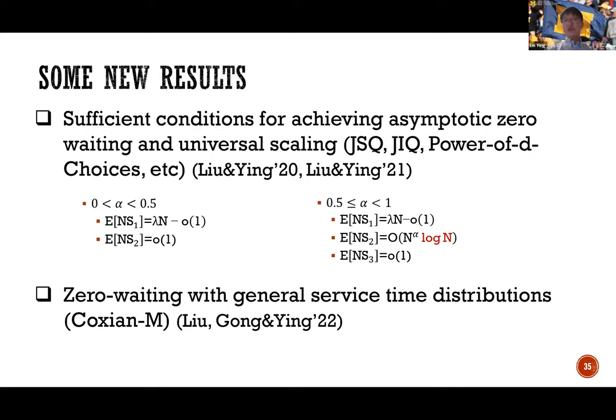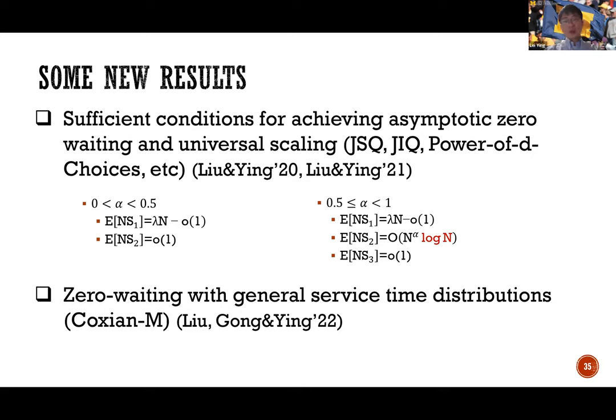And what's interesting is you actually have something like a phase transition. When alpha is less than 0.5, what you can show is that most of the servers are busy and almost no server has a waiting job. The number of servers that have a waiting job, on average, is order 1. Remember, you have n servers, but less than 1 of them will have a waiting job, okay?